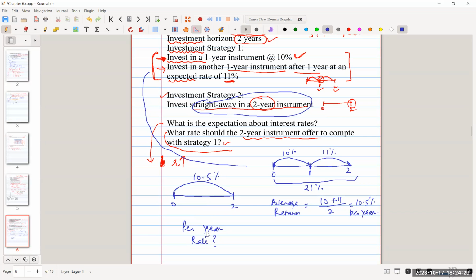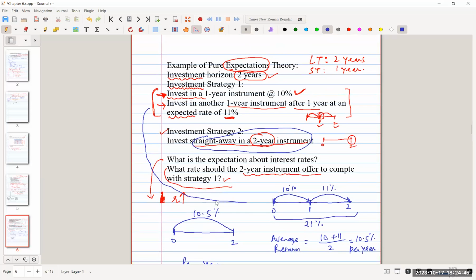Otherwise, what will happen? Otherwise, the 2-year instrument will not be able to compete. It will be simply forgotten by the investors. Nobody will buy long-term. See, we defined in this context long-term as 2 years. But long-term could be anything, 10 years, 20 years, 30 years.